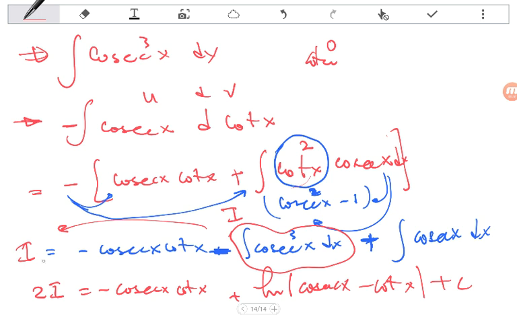Okay? Now we have learned how to treat any of the trigonometric forms. Now we take a break of 10 minutes.